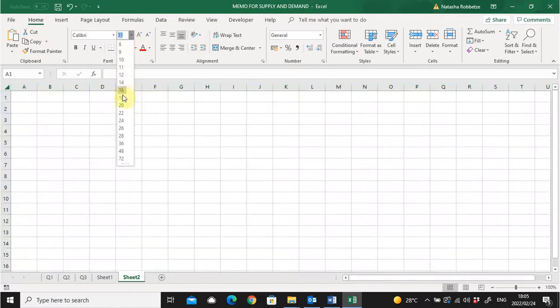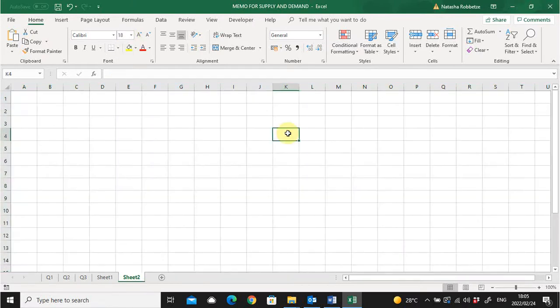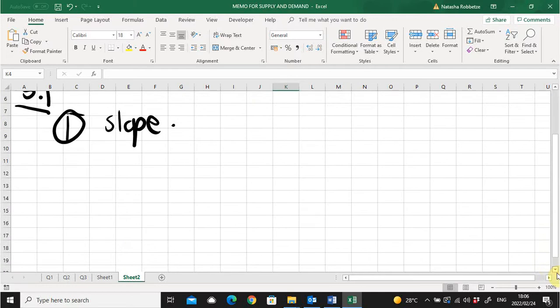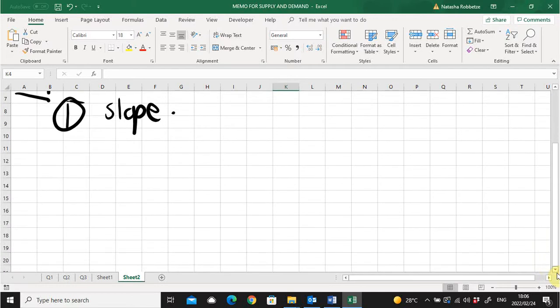Let's do that one. Right, question 5. I am on 5.1, and the first step is we need a gradient, a slope, right? How do we get to a slope? Well, we need a Q1, a P1, a Q2, a P2. So I'm going to start with that information.